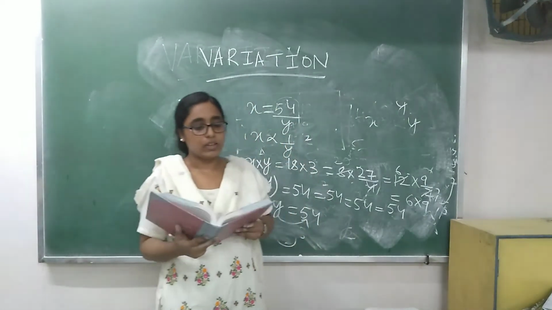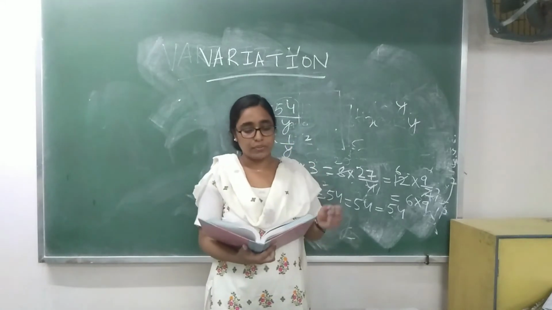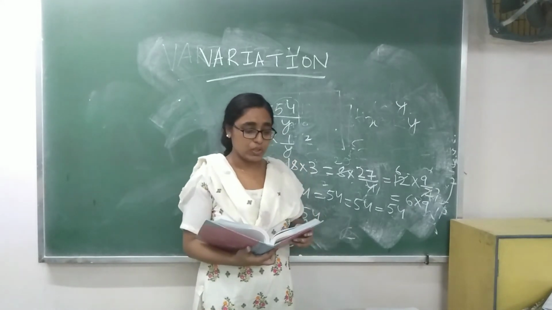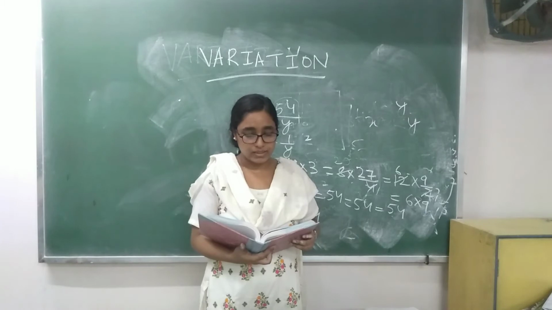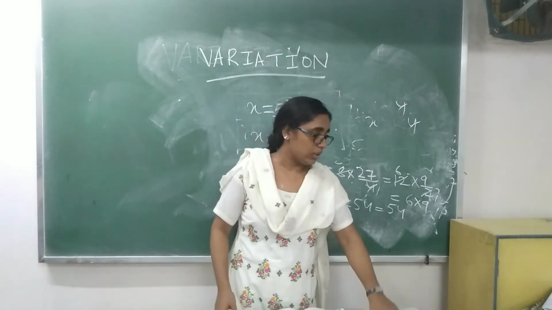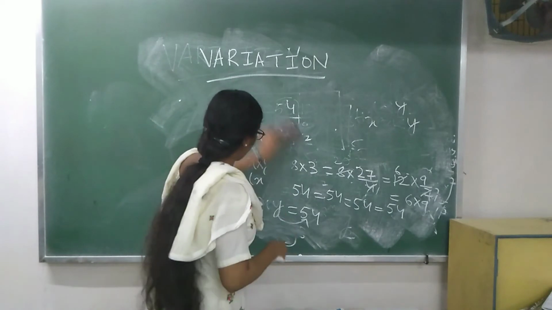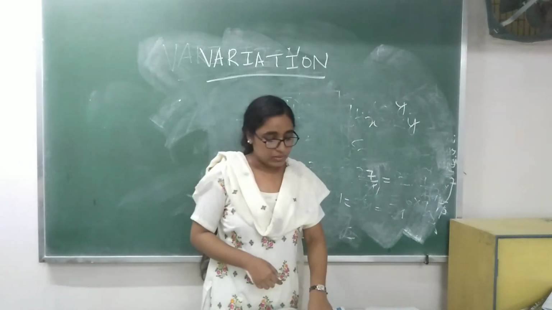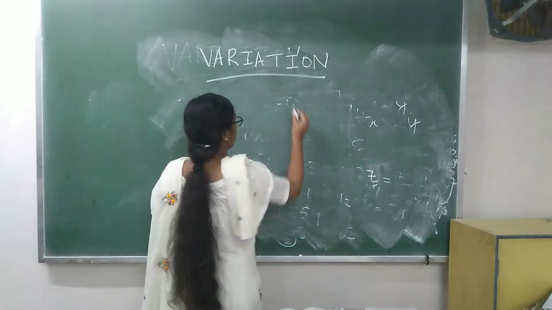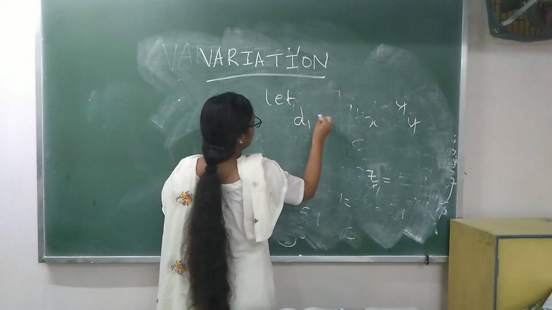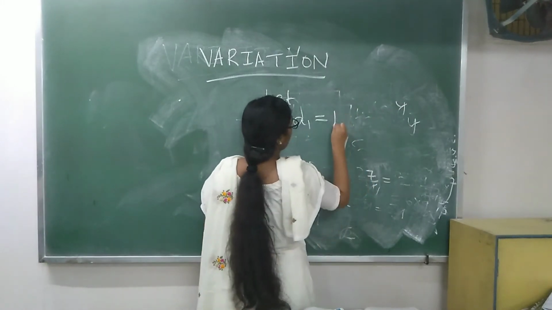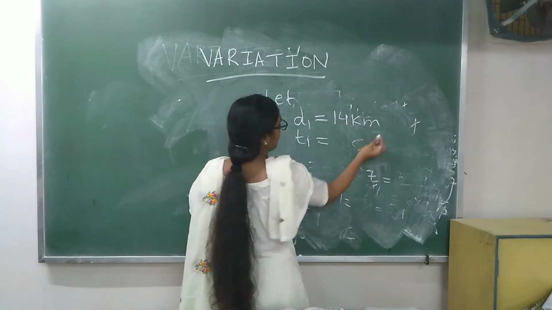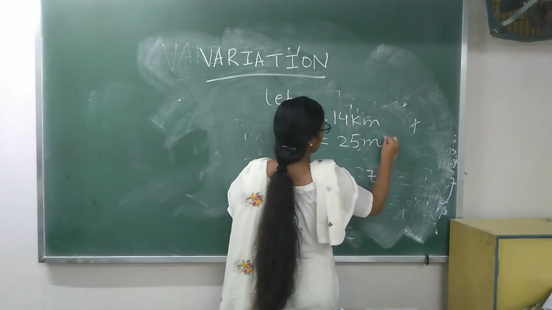Now come to question number 3.1. A taxi of Bipin uncle traveled 14 km in 25 minutes. Let us calculate by applying the theory of variation how much distance he will go in 5 hours by driving the taxi with the same speed. Now see, please complete all this. Bipin uncle is traveling in a taxi for 25 minutes and he is going 14 km. Let d1, the first distance, be 14 km. At that time, what is t1? t1 means the first time. First time he is taking 25 minutes.